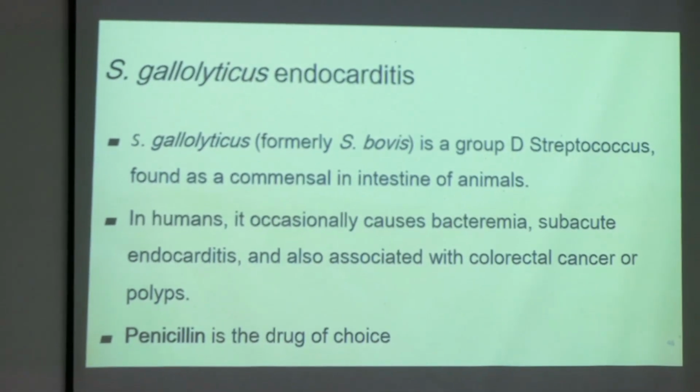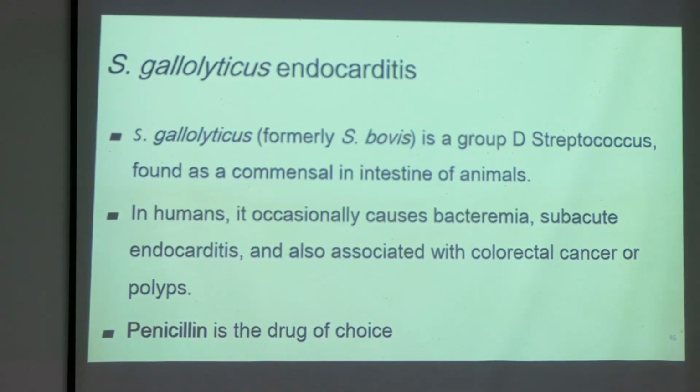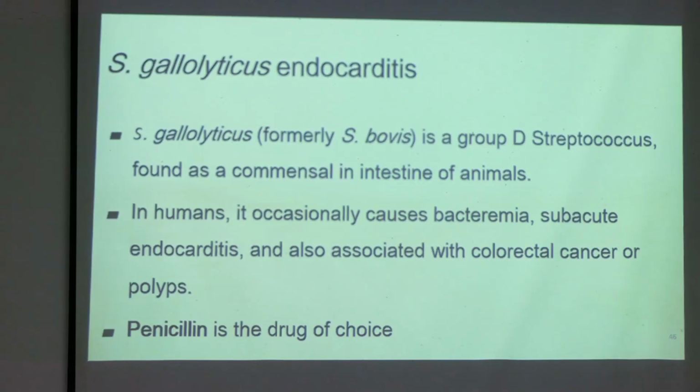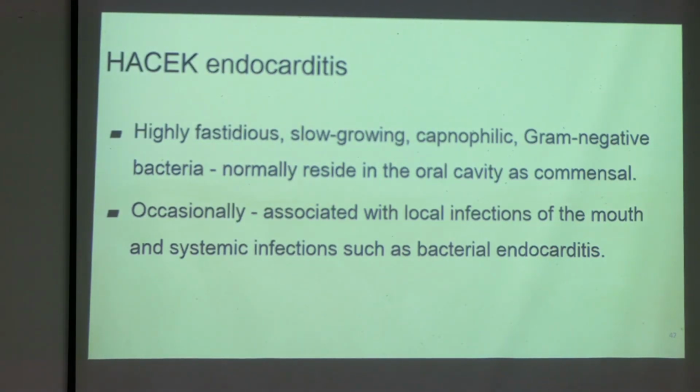Now, Gallolyticus is a group D streptococcus. Again, it is generally not present in your human body, but it can occasionally cause bacteremia and subacute endocarditis. Penicillin is the drug of choice.